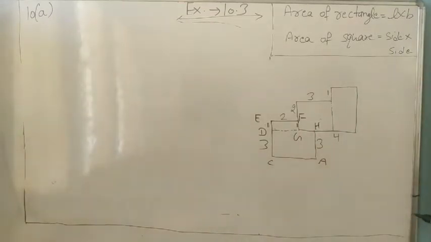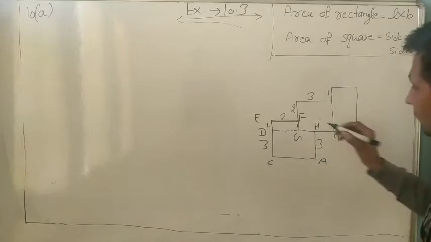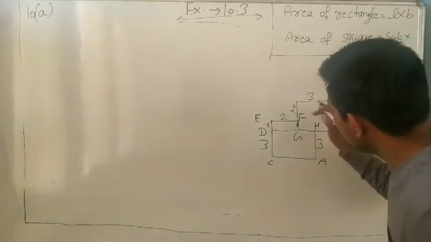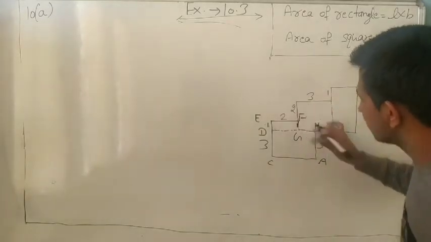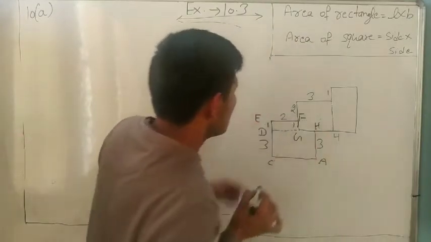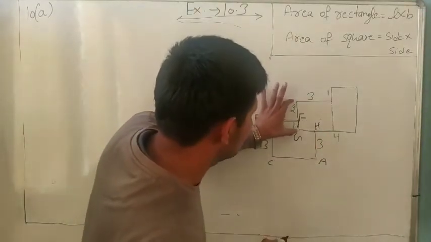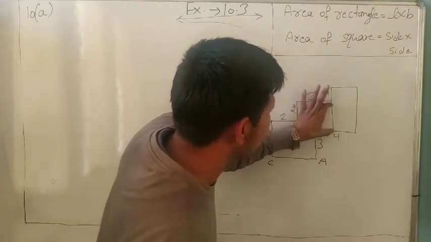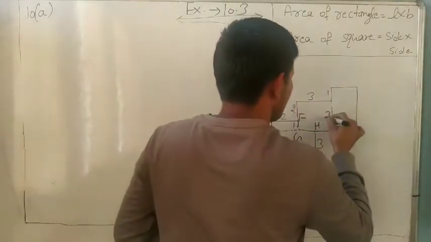How will you find? Tell me. Now, it is 2, it is 1. It is also 1. So it is 2 plus 1, it is 3. So it is also 3.